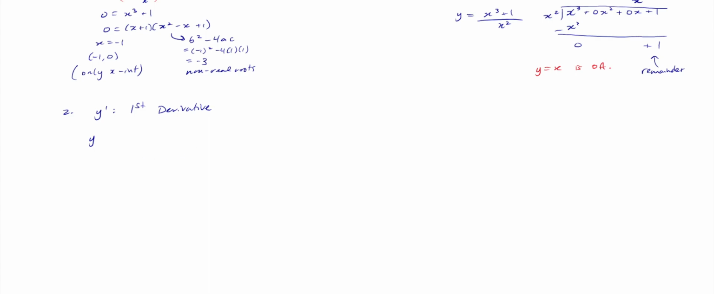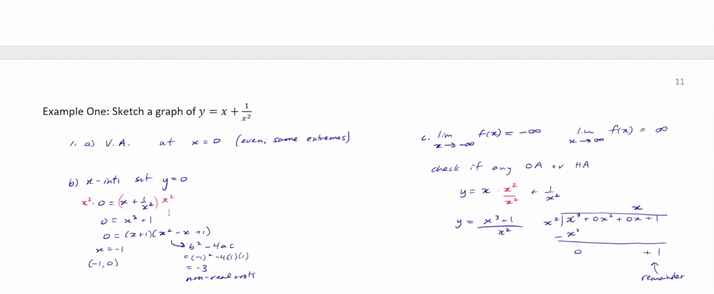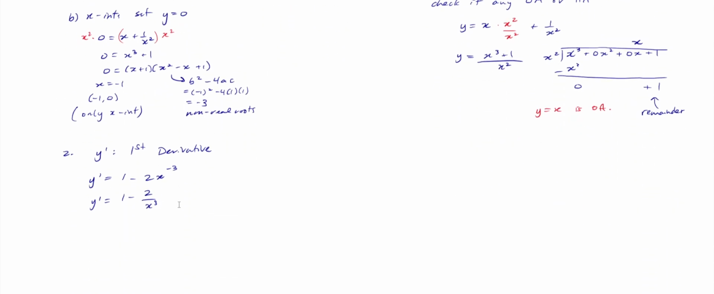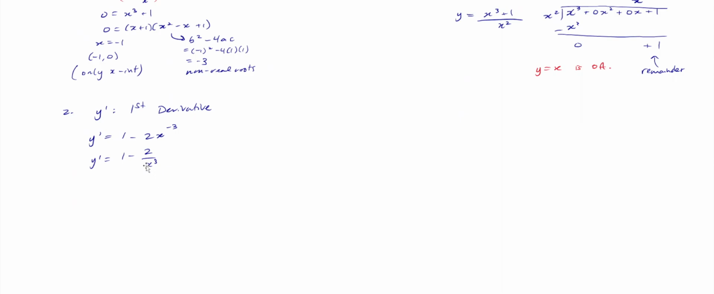So when I find y prime, it's going to be equal to 1 minus 2x to the power of negative 3, or y prime is equal to 1 minus 2 over x cubed. Now you might be thinking, is 0 a critical number because it makes the first derivative undefined? Well, no, we had a restriction for x equal to 0, so 0 is not a critical number.